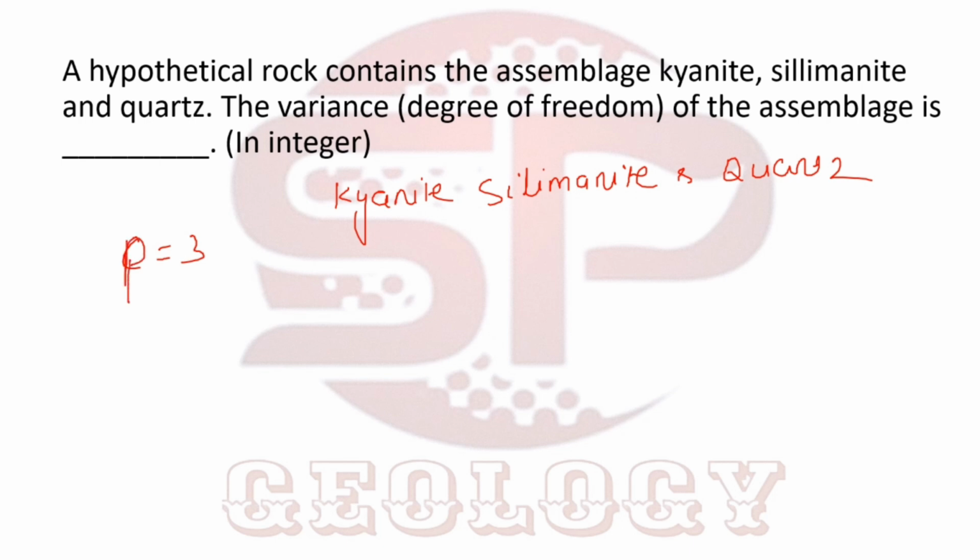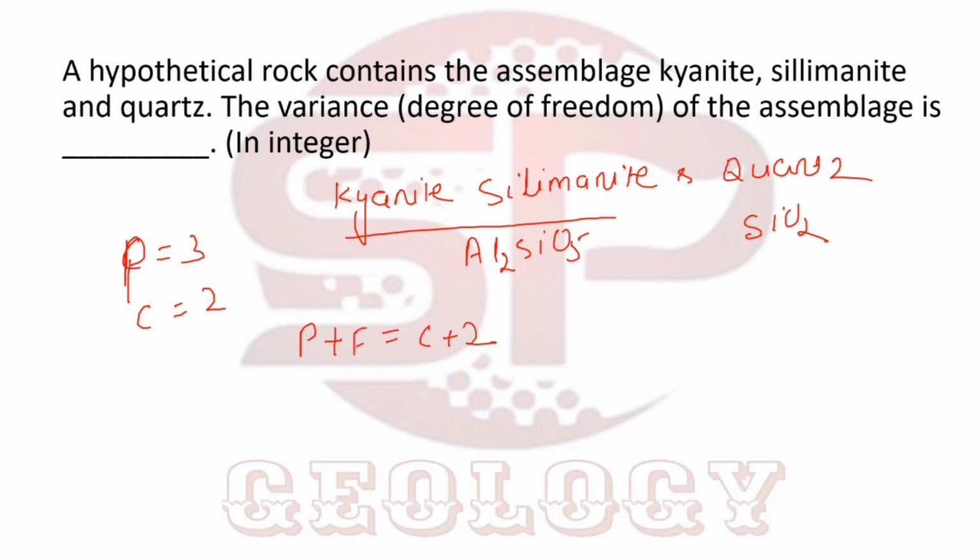Then for components, these two have the same chemical formula, Al2SiO5, and quartz is SiO2. So we have two components, the two chemical species required to represent all the phases. We apply the phase rule P plus F equals C plus 2, because it is not an isobaric condition. So 3 plus F equals 2 plus 2, and the degree of freedom will be 1.